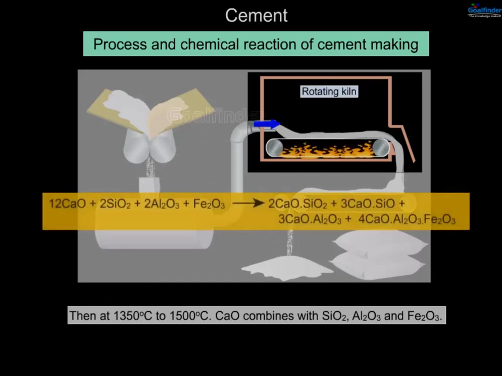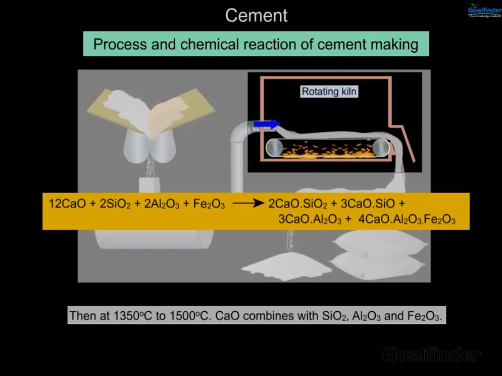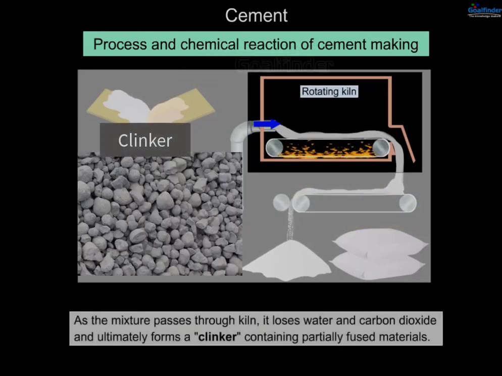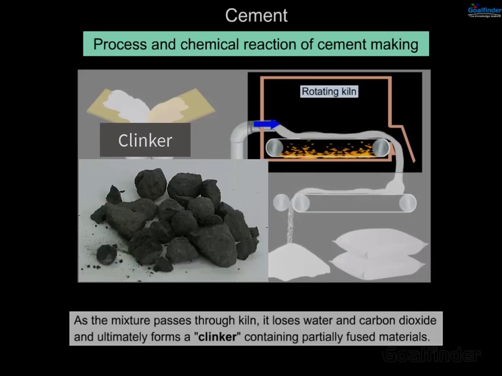The equation goes like 12 CaO plus 2 SiO2 plus 2 Al2O3 plus Fe2O3 changes into 2 CaO SiO2 plus 3 CaO SiO2 plus 3 CaO Al2O3 plus 4 CaO Al2O3 Fe2O3. As the mixture passes through kiln, it loses water and carbon dioxide and ultimately forms a clinker containing partially fused material.